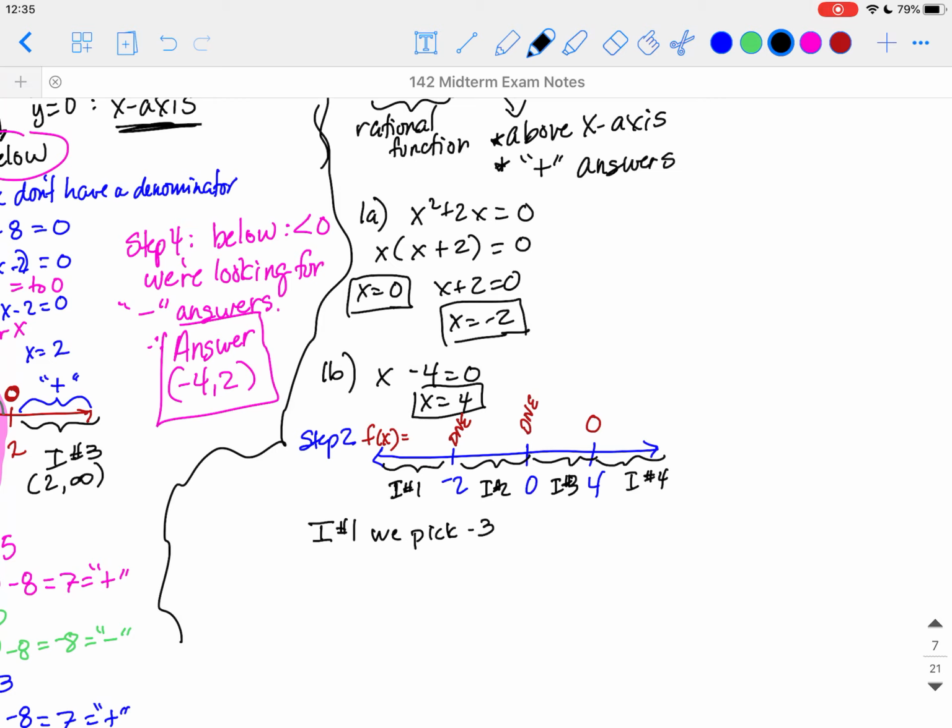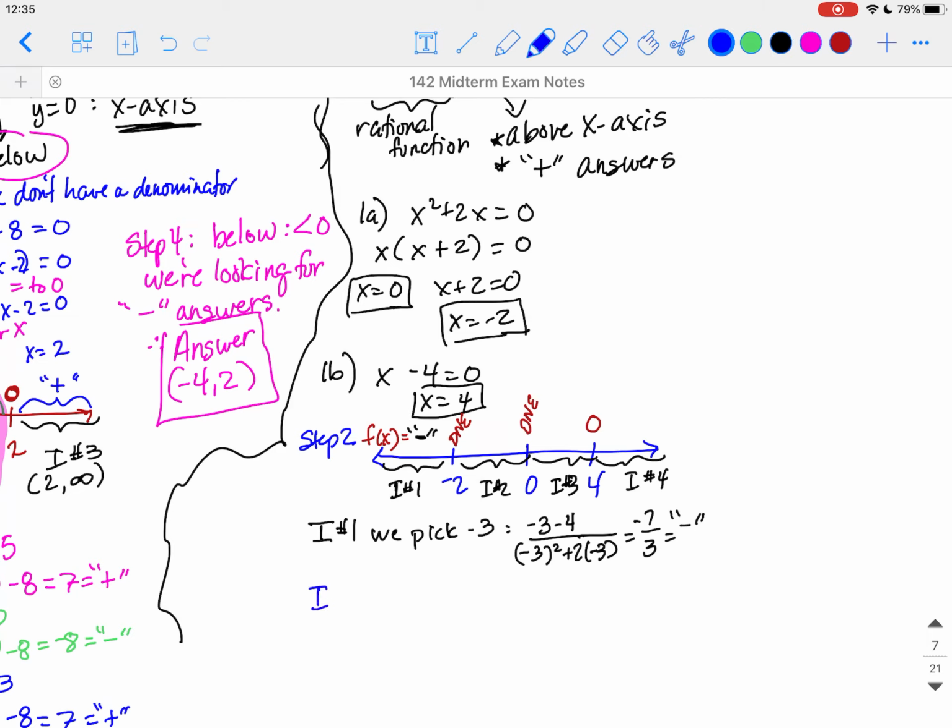And you would substitute it in or put it in your calculator. It would be negative 3 minus 4 over negative 3 squared plus 2 times negative 3. So you get that, and you're going to get negative 7/3. Again, we're interested in the fact that it's negative. So this one is negative.